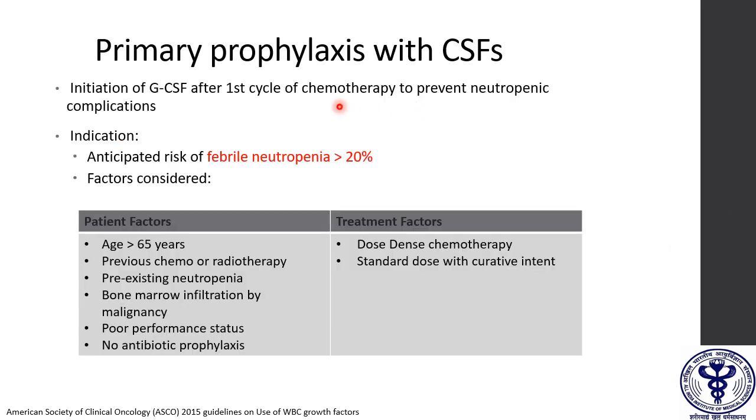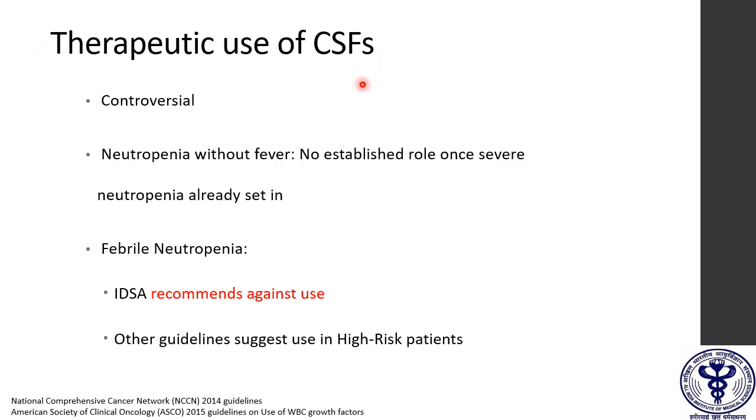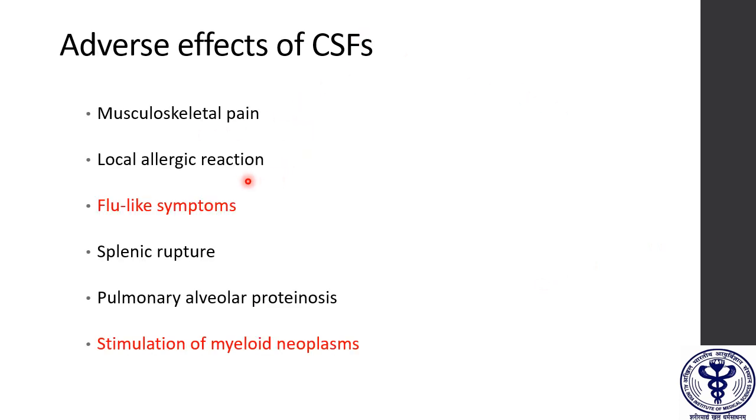Primary prophylaxis with CSFs is indicated in anticipated risk of febrile neutropenia more than 20%, and this is usually initiated after the first cycle of chemotherapy to prevent neutropenic complications. Similarly, secondary prophylaxis is indicated where there was febrile neutropenia in a prior chemotherapy cycle, and it has been shown to reduce the risk of subsequent complications by 50%. So we understand that there is a role of colony stimulating factors in prophylaxis. However, there is no therapeutic use of CSFs, and actually IDSA recommends against this use. Adverse effects of CSF include musculoskeletal pain, allergic reaction, flu-like symptoms. Also understand that in a setting of a myeloid neoplasm, it may actually end up stimulating the neoplasm.